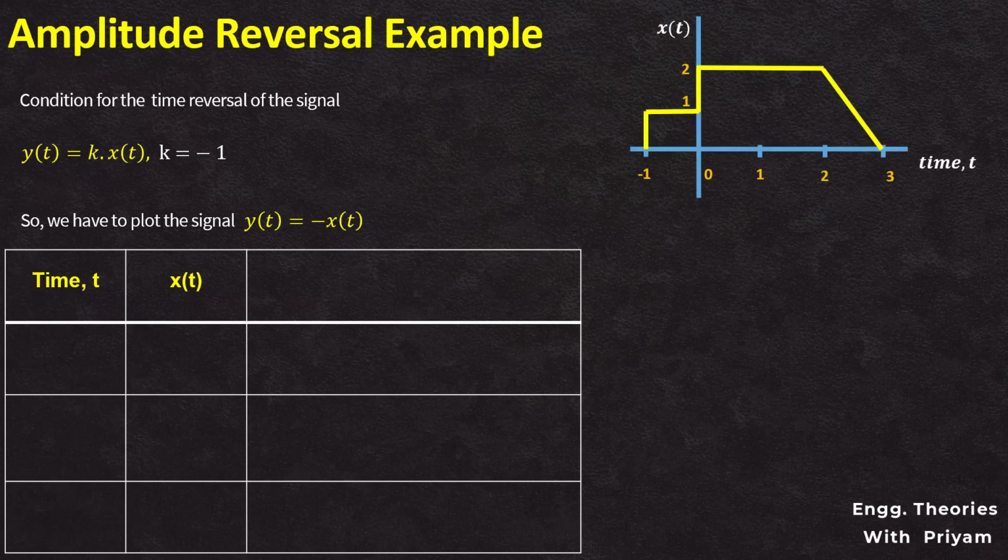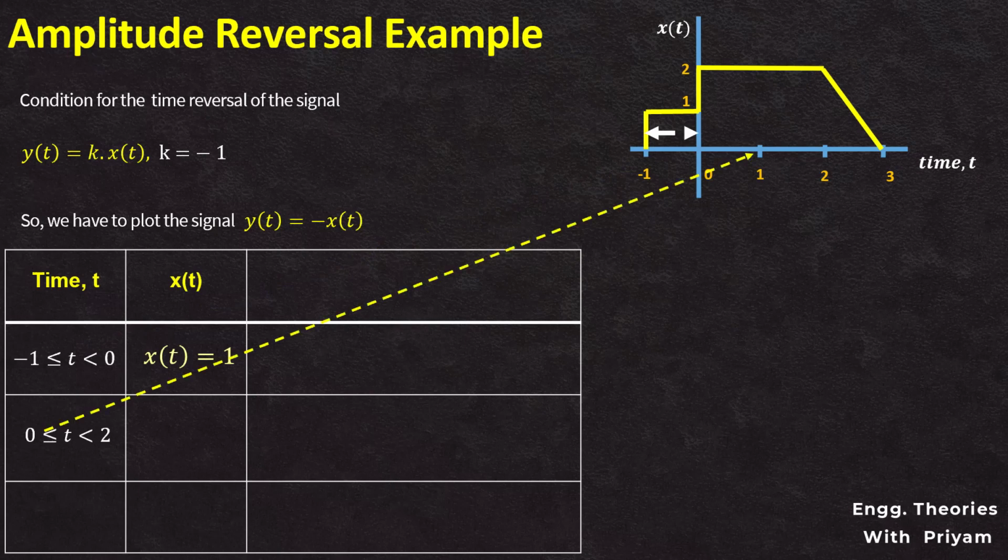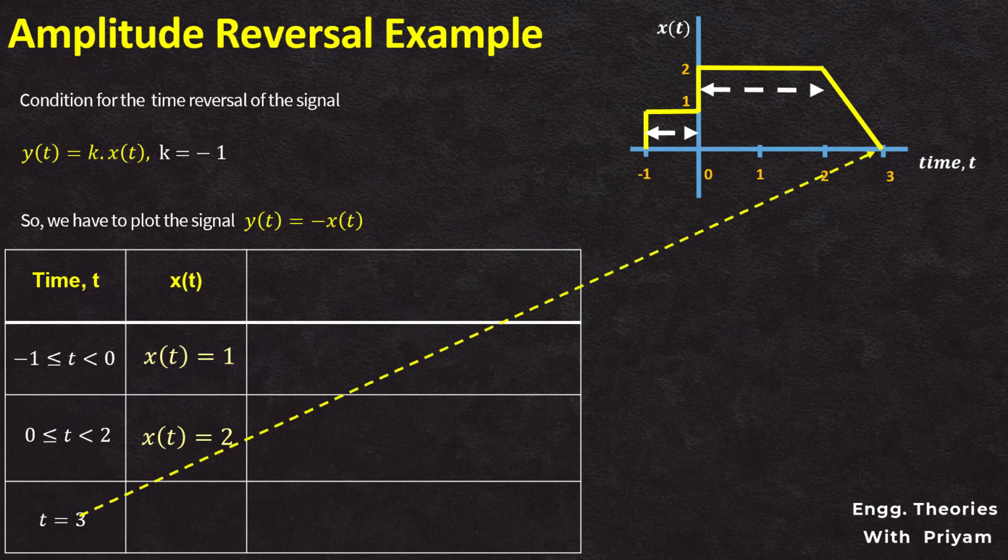Now let's take a signal x(t). For time t greater than or equal to -1 and less than 0, the value of the signal x(t) is equal to 1. For time t greater than or equal to 0 and less than 2, the value of the signal x(t) is equal to 2. When the time t is equal to 3, the value of the signal x(t) is equal to 0.